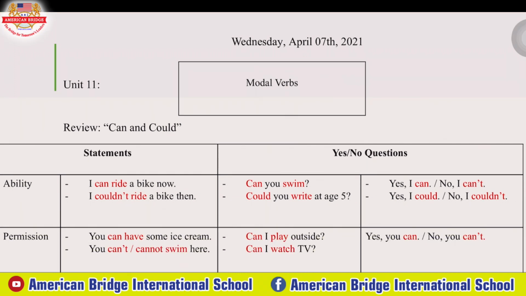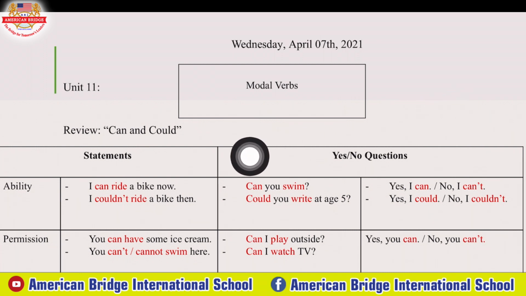As we know, we use can and could for ability and permission. As you can see here, we use can or could to talk about ability. As in the example, I can ride a bike now. This is about the ability that someone has in the present, right? And how about the ability that someone had in the past? We use the word could: I couldn't ride a bike then.